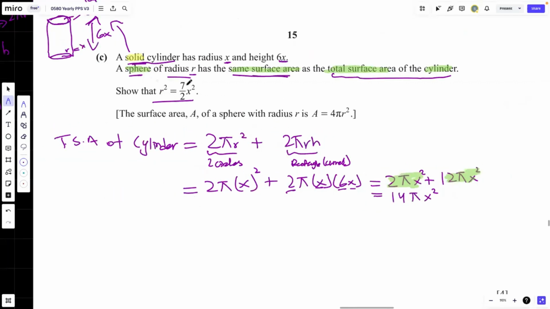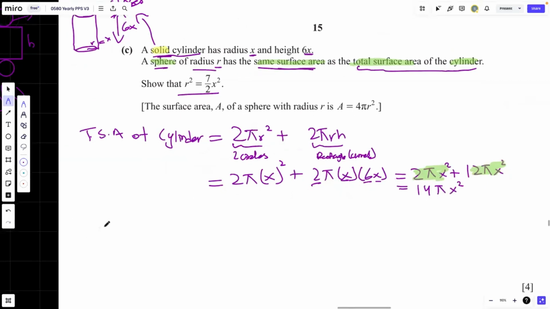And it's the same surface area as the sphere. Now, the surface area of a sphere, the formula is given as 4 pi r square, so that's 4 pi, and what's the radius?